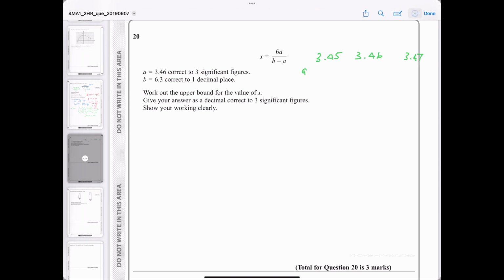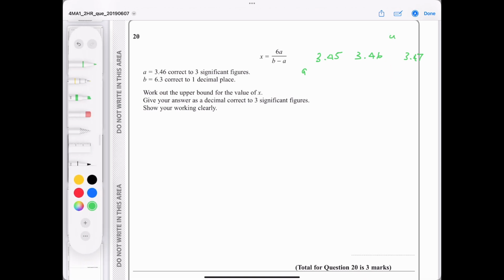So to find the upper bound, we go to the middle of those two, and the lower bound is the middle of those two. So it'd be 3.465, and this is 3.455. And then we've got 6.3, and that goes to 6.4 and 6.2. And again, the upper bound is 6.35 and 6.25. So we've now got our upper bounds and lower bounds for this.